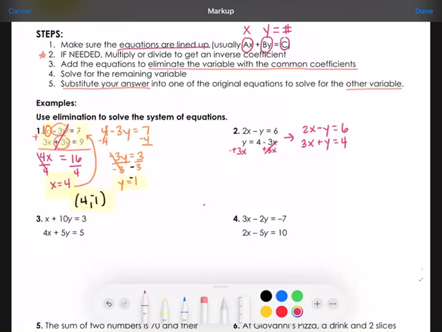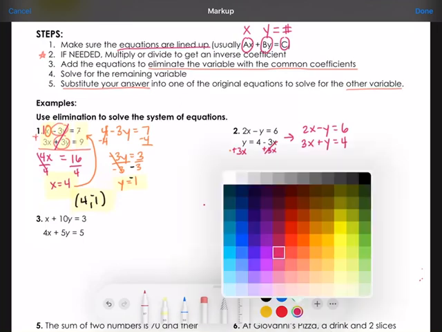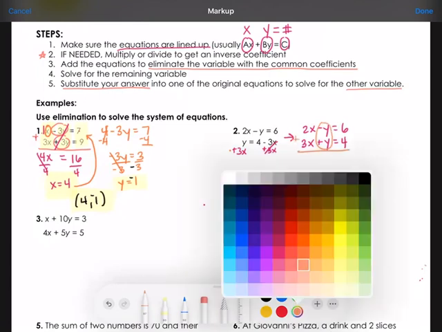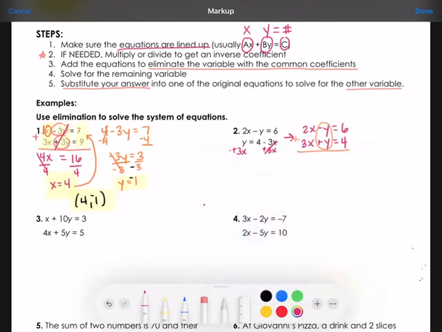And it looks like I have a negative y and a positive y, which are going to cancel each other out right here. So that's what I'd want when I'm using elimination. So now I'm just going to go ahead and add these two together. So I have 2x plus 3x, which gives me 5x. Negative y plus y cancels. 6 plus 4 is 10. So I divide both sides by 5, and I get x equals 2.